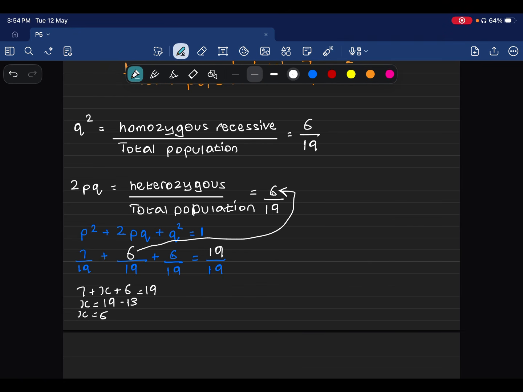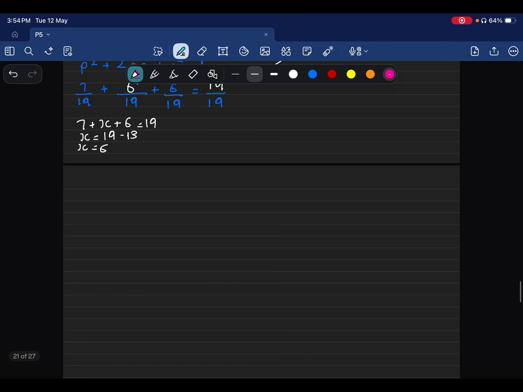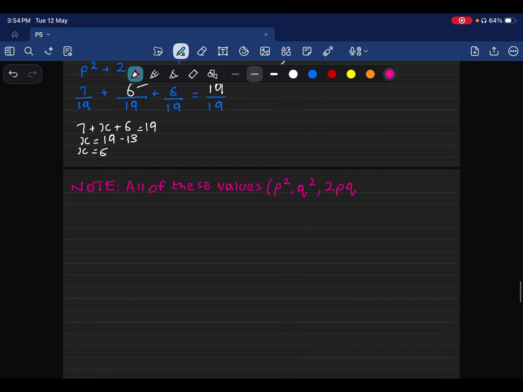So you're not going to sit down in the exam counting them, right? Just use the formula. Okay, now I'm writing a note here and I want you guys to make sure to read this. What's the note? All of these values, which values? The p squared value, then the q squared value, and the 2pq value. These are the three values we talked about so far, right?